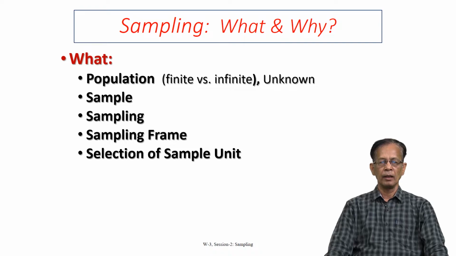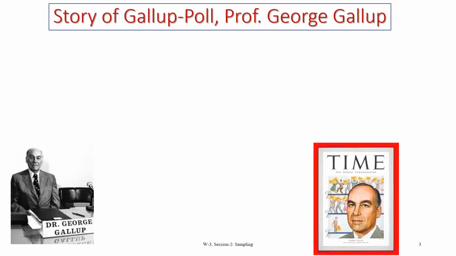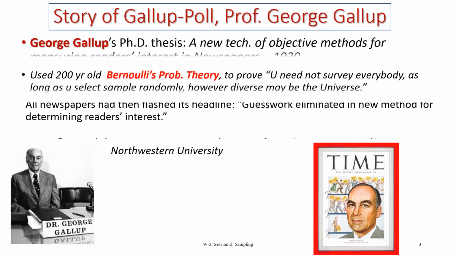Now, one more important point in the sampling procedure: do we have to follow strictly a rigid technique, a rigid method, and if so, why? I will be giving the example of a person called George Gallup. Many of you must have heard of the Gallup poll, and some of you might not have heard of the eminent professor George Gallup.